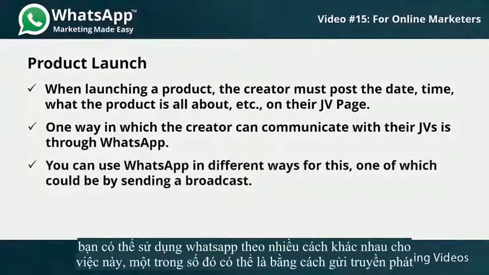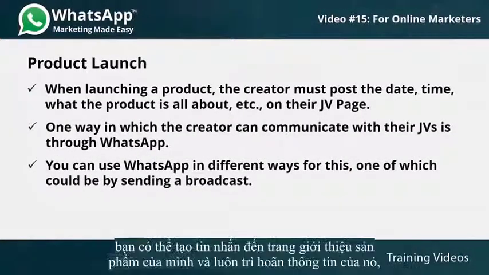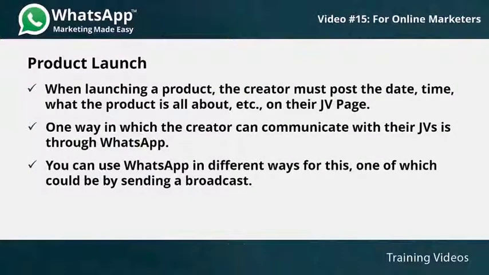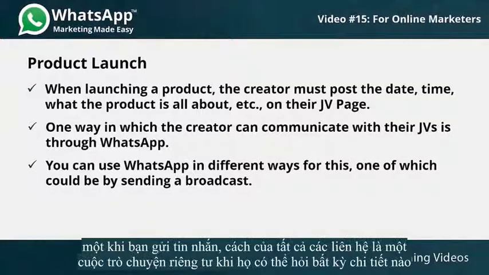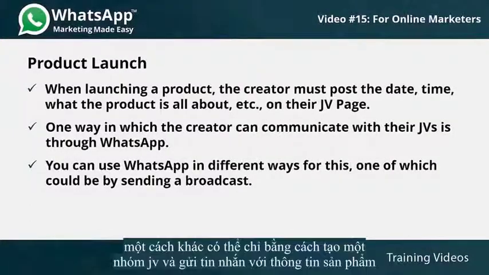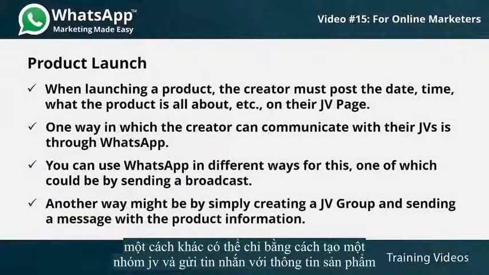You can use WhatsApp in different ways for this, one of which could be by sending a broadcast. You can create a message with the product launch date and all the related information, select all the WhatsApp JV contacts, and send the message. Once you send the message, it will reach all the contacts via a private chat, where they can ask for any details. Another way might be by simply creating a JV group and sending a message with the product information.